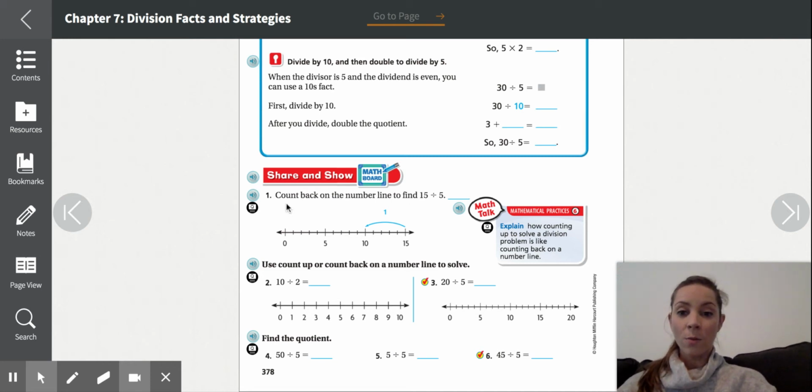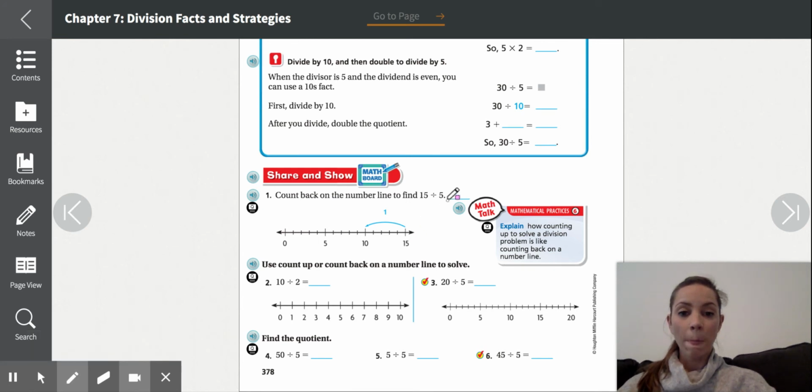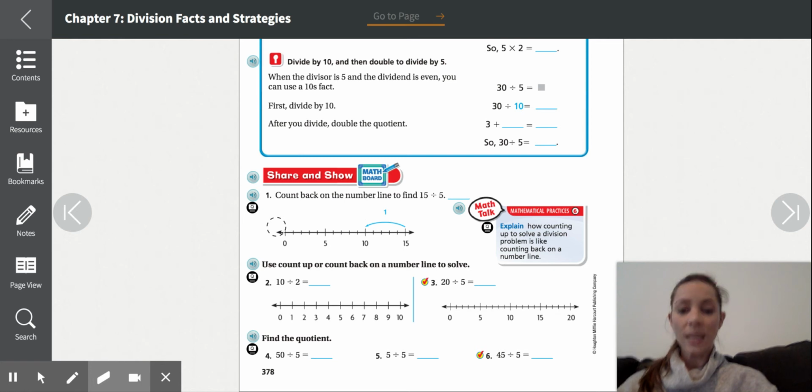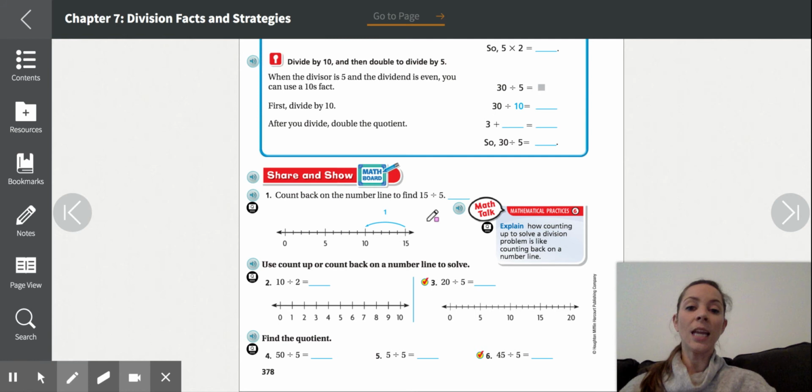All right, so the first one, count back on the number line to find 15 divided by 5. So 15 in division at the beginning is the total, so that's where I'm going to start here. This next number 5, again, if I say that it's 5 groups and I just start jumping 5 times, I don't know how much to put inside of each group, and I have to remember that each group in division is supposed to be equal. So the 5 is not going to tell me how many jumps or how many groups. It's telling me how many in each one.